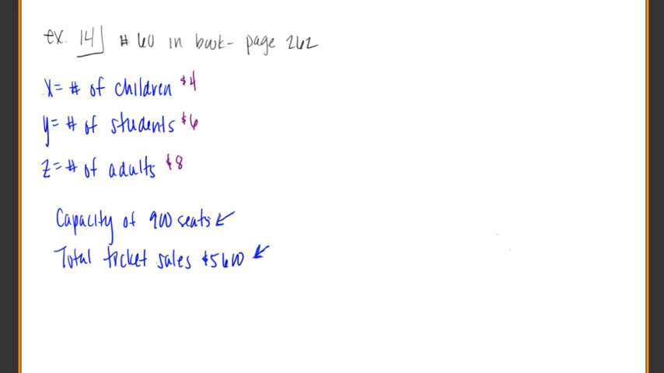Okay, so let's see if we can get some equations. Again, let's go to our units. Let's look at this first part. It's all about the number of seats. Well, I know that out of all those 900 seats, the people sitting in the seats were either the children, the students, or the adults. So the number of children and the number of students and the number of adults all had a total of 900. There had to be a total of 900 of them.